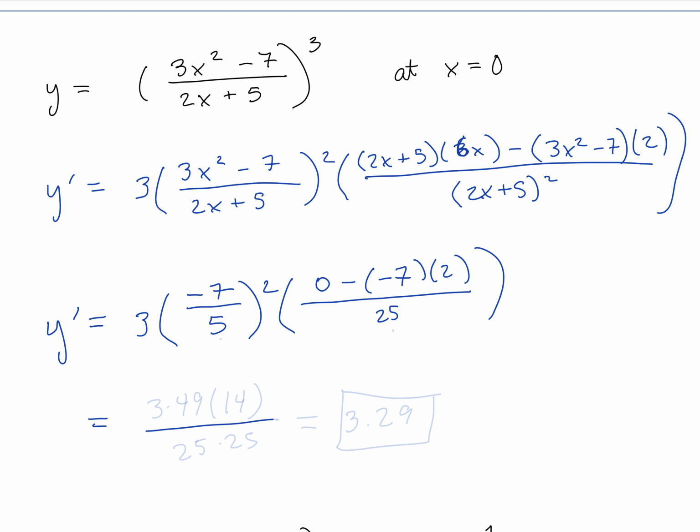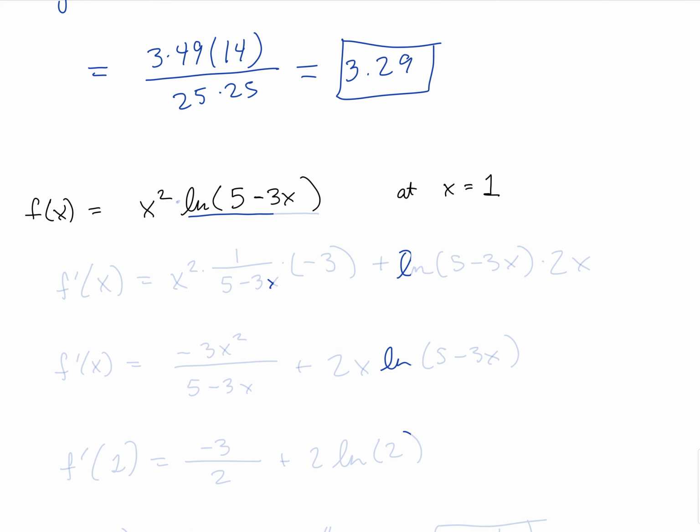So now just to calculate a little bit more, we've got 3 times negative 7 squared, which is 49, times negative, so positive 7 times 2 is 14, all divided by 25 times 25. This 5 is squared, and then we've still got that 25, and then we can calculate this out as well, and we'll end up with 3.29. So none of these are super nice, beautiful numbers, but that's fine.